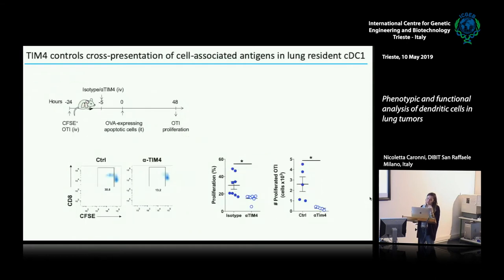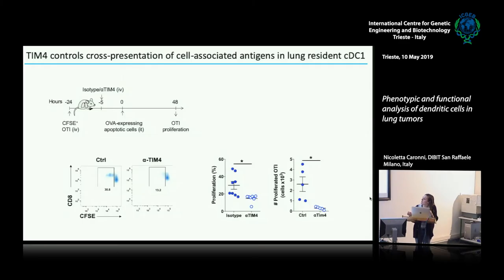We then checked the cross-presentation with the blocking antibodies, meaning that we wanted to assess if blocking TIM4 will block the uptake, okay, but whether the block of uptake will lead also to a block in the cross-presentation. And so we injected as before OT1 positive cells 1 day before the administration of isotype, and then we injected the OVA-expressing apoptotic cells intratracheally, and we checked for the proliferation of OT1 2 days after the administration of the apoptotic cells.